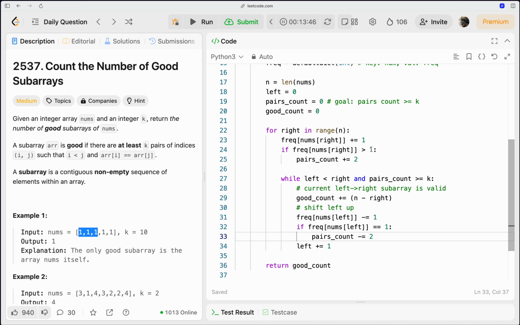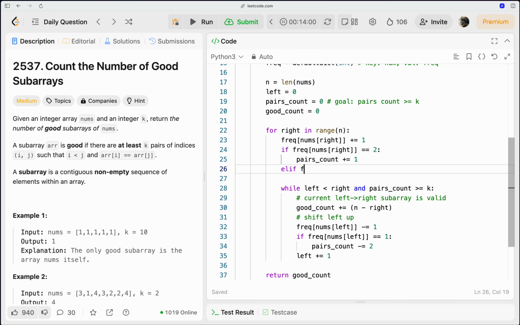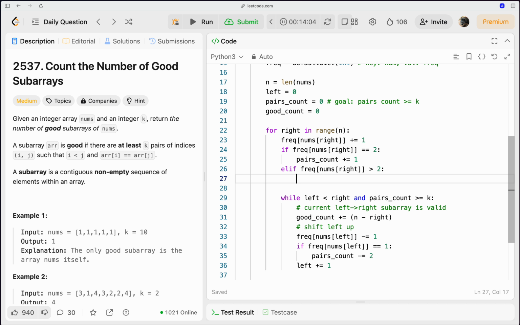Okay, I think it's going to be different. If it's 2, then yes, we have a new pair. However, if the frequency of nums right is greater than 2, then all of a sudden, if there's 3 1s, then there's 1, 2, wait, 1, 2, 3.